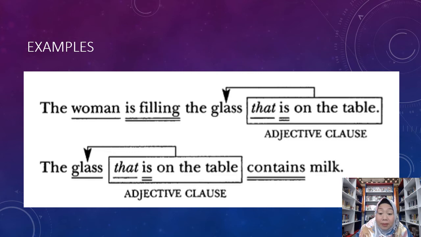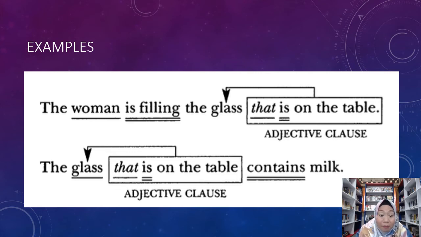So how can this happen? What is on the table? What is on the table is the glass. So the noun that the clause describes is the same as the subject of the clause. Therefore, the connector can also function as the subject at the same time. So you don't need another subject.